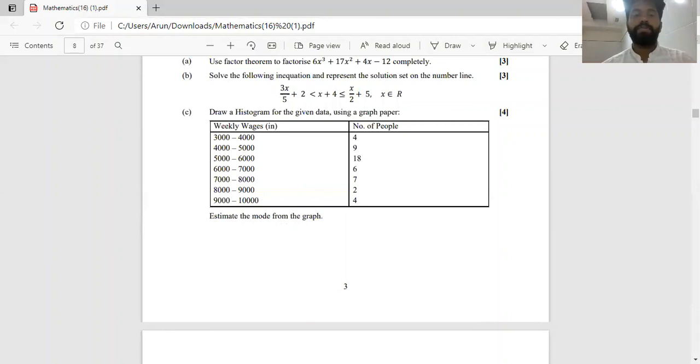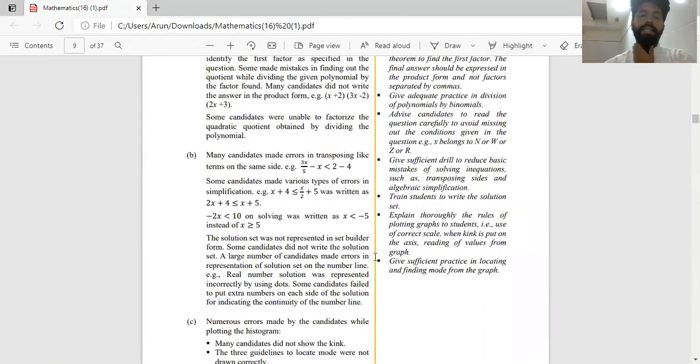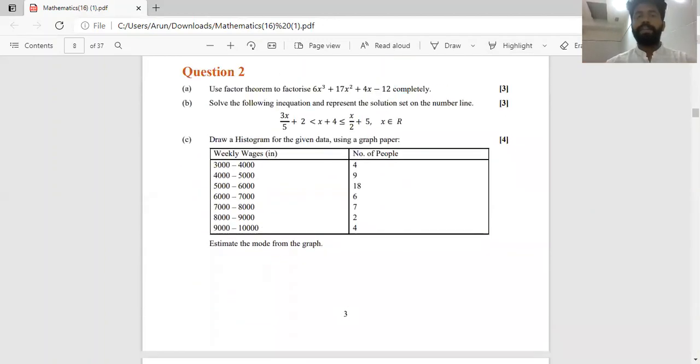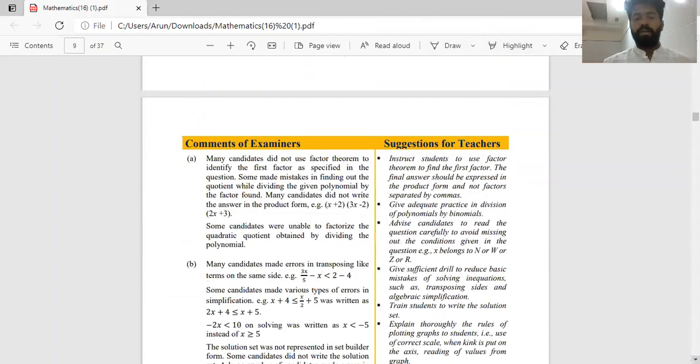Coming to the next one: solve the following inequation and represent the solution set on the number line. So over here, the equation has been given to you. In this, many of the students made errors in transposing like terms on the same side. For example, here it is 3x plus 3x upon 5 plus 2 is lesser than x plus 4. All right. So what students did was 3x by 5 minus x, they moved it here and that there.